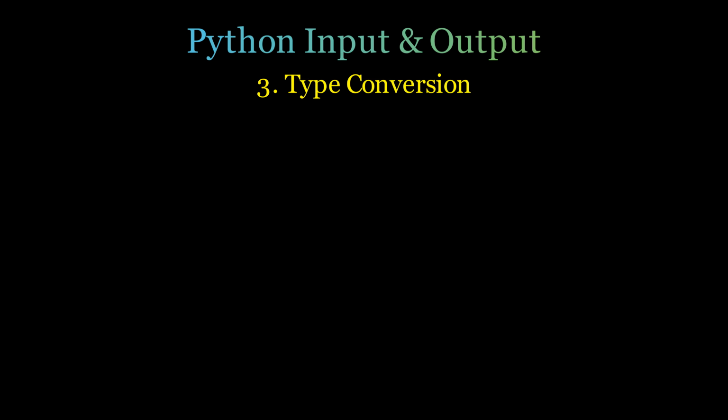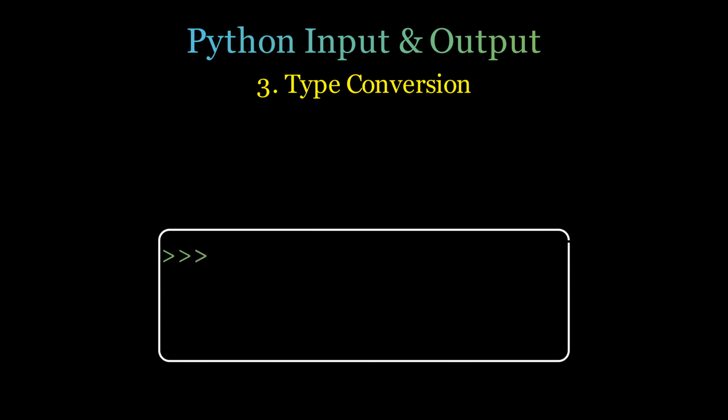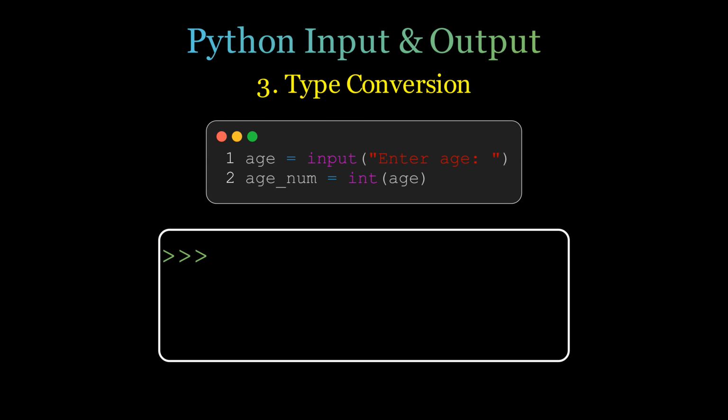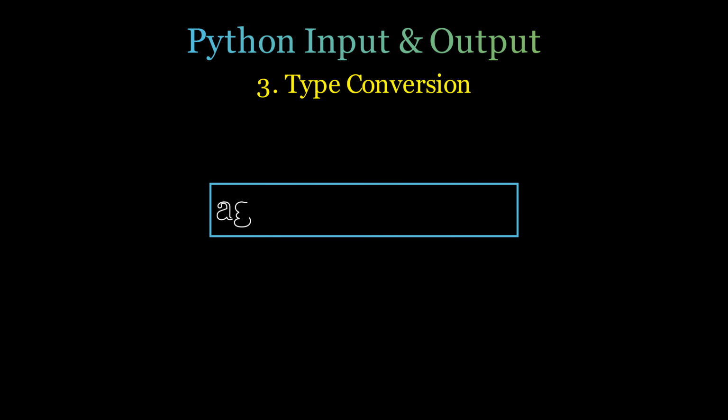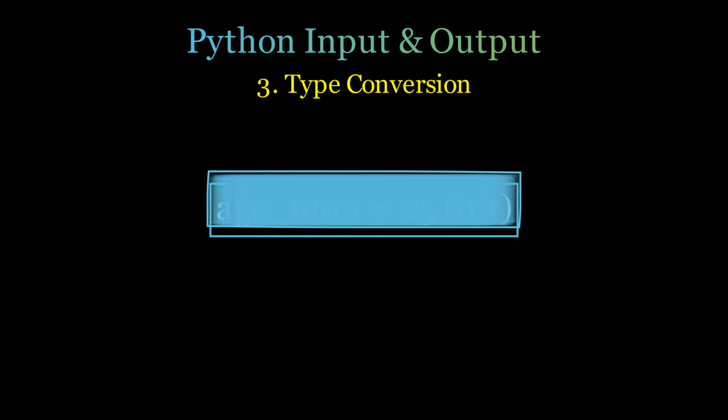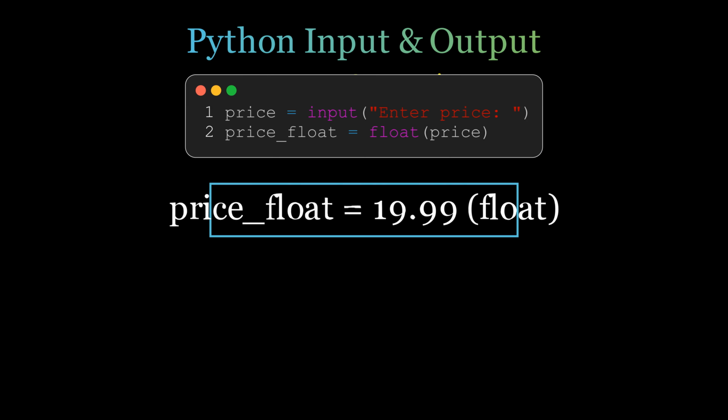Since input always returns strings, we often need to convert them to other types. Here we'll convert the string input to an integer using the int function. Similarly, we can convert to floating point numbers using the float function.